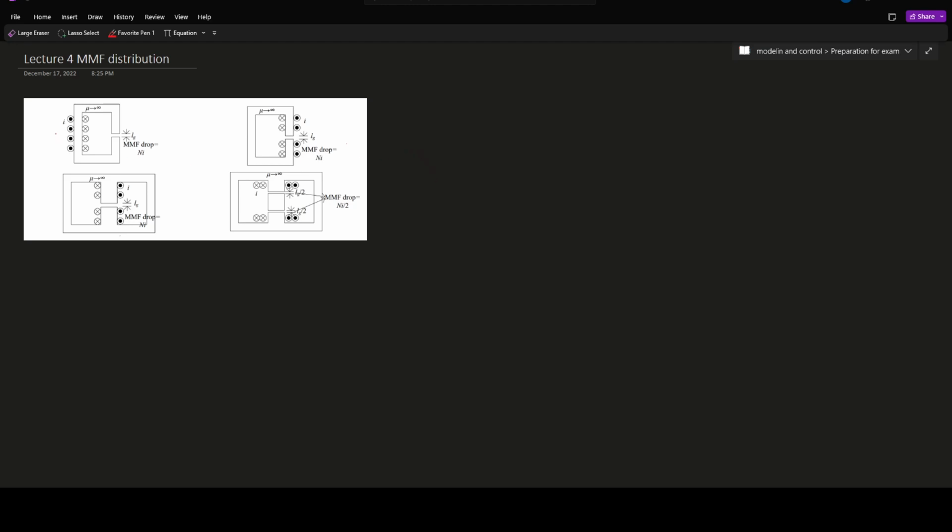Okay, so here we have the first case. It's just a coil in a core with infinite permeability. So as we have seen before, when the permeability tends to infinity, the reluctance tends to zero. So we are just taking the reluctance of the core as zero.